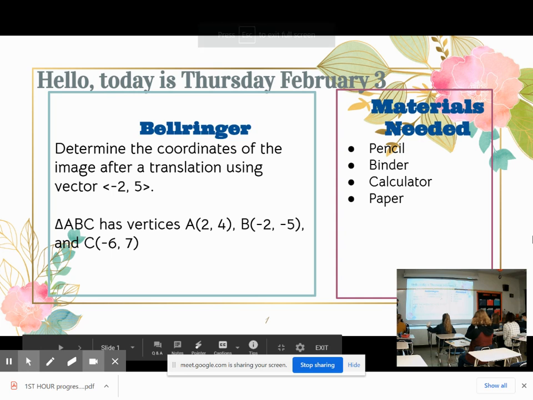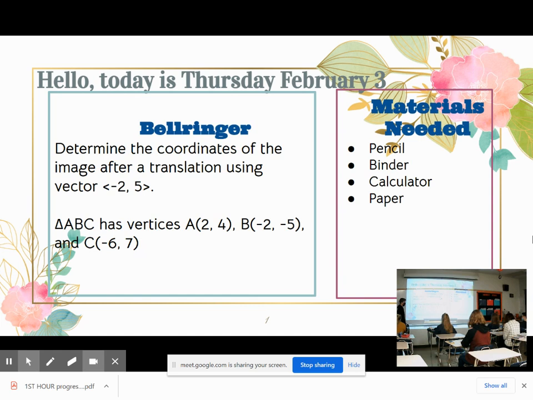All right, Nick's going to explain to us how he did the bell ringer. Let's pay close attention. Nick, whenever you give them the coordinates, will you read them out loud so that those joining us on Google Meet can hear you, please?